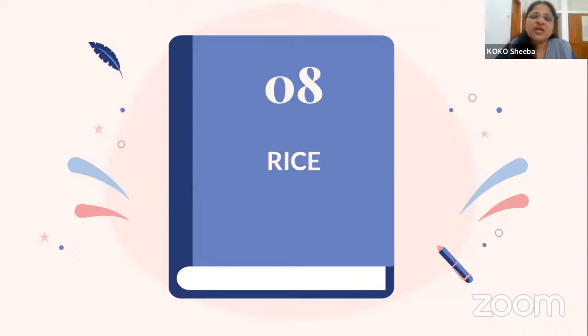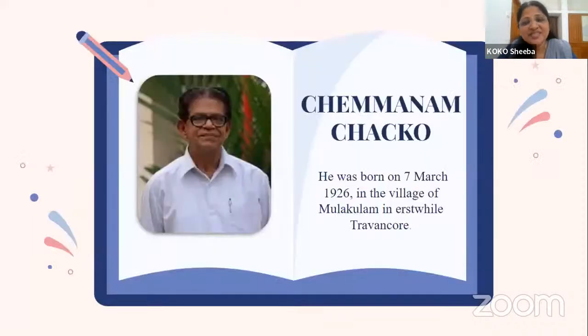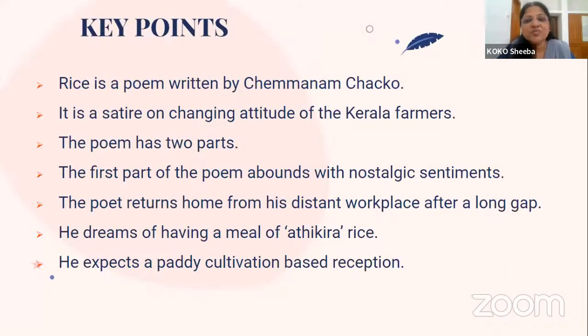Now, we come to the next lesson, which is very interesting. It's a poem written by Chemmanam Chacko, Rice. It's a satire. Okay, so it's a satire on the changing attitude of Kerala farmers who have shifted from food crops to cash crops, like rubber, arecanut, coffee, tea, etc.